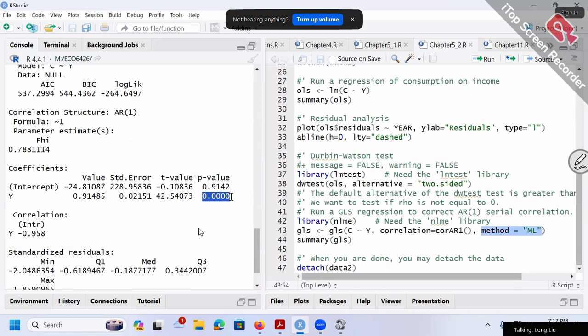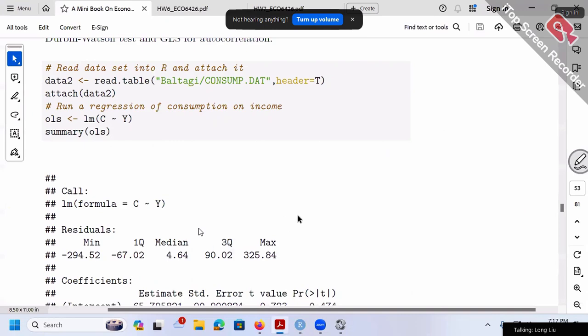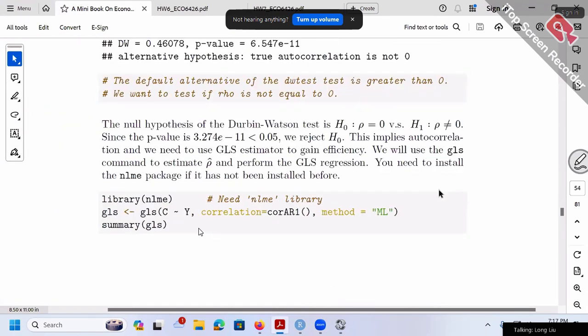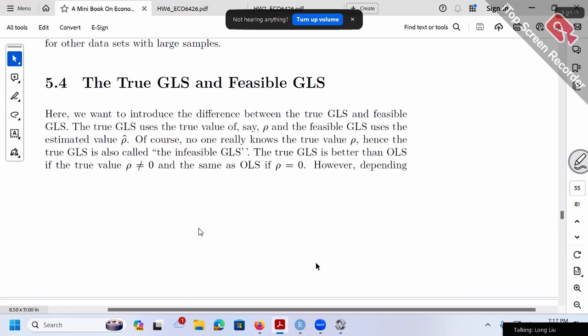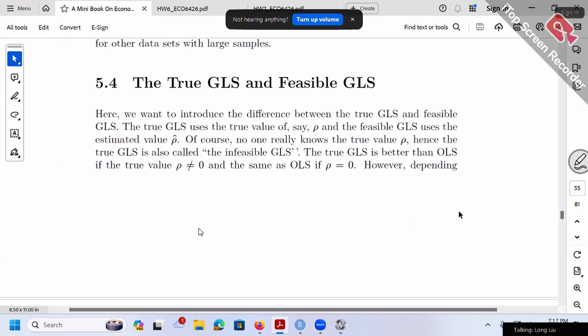But anyway, let me give you some jargon, some theoretical terminology to answer the question, why in this example our GLS standard error is not even smaller, right? Let me introduce some terminology. The terminologies I want to introduce are called true GLS and feasible GLS. Once we introduce the jargon, we're going to come back to the example to explain why it's counterintuitive.